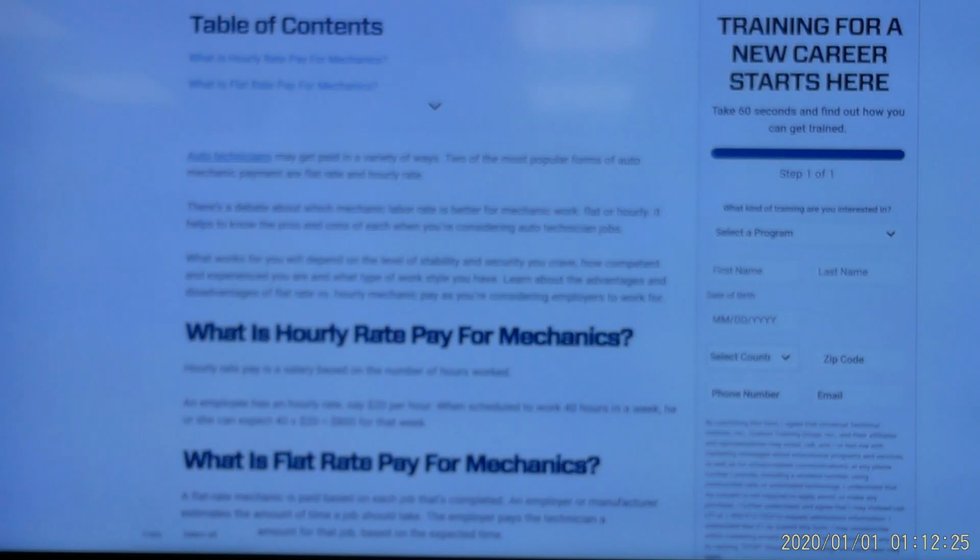But, advantages and disadvantages. Mainly it's about experience. The more experience you have, the more you'd actually want to work for flat rate. The less experience you have, you probably don't want to do flat rate. You probably want to go hourly.